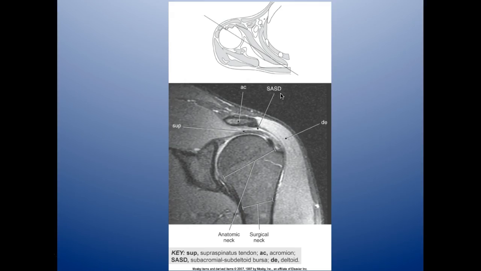Okay, so this is a T2 fat sat, coronal. So here is your acromion, your deltoid. This is your anatomical neck, your surgical neck, and your supraspinatus tendon. Tendon is here, your muscle's here. So the muscle, supraspinatus muscle, goes into your supraspinatus tendon.